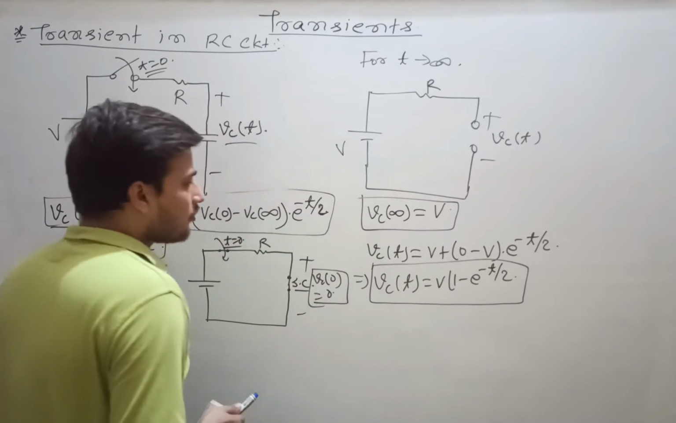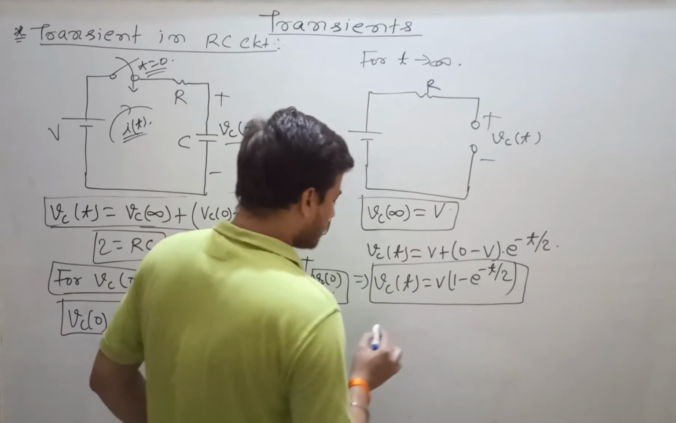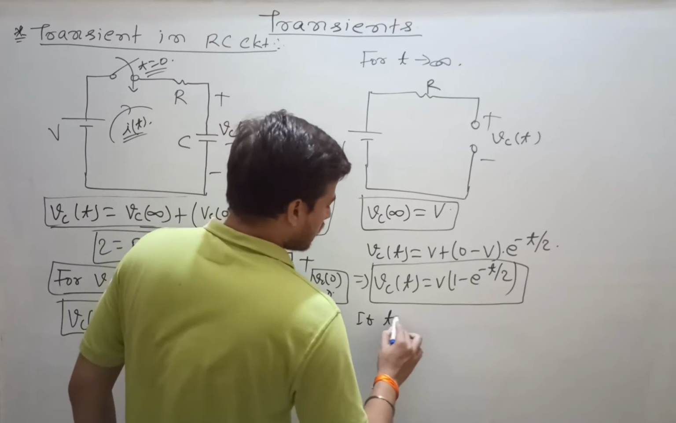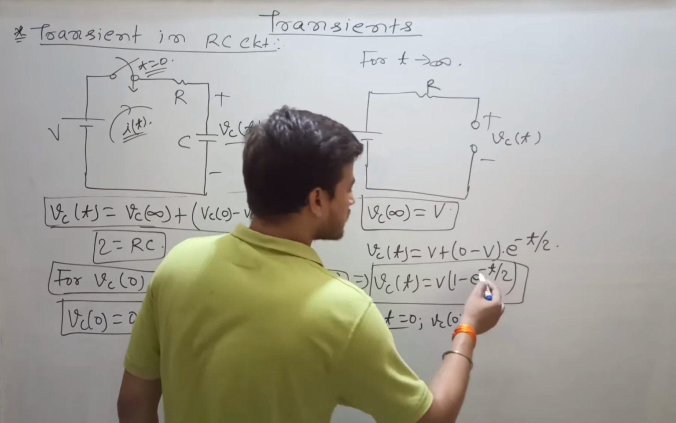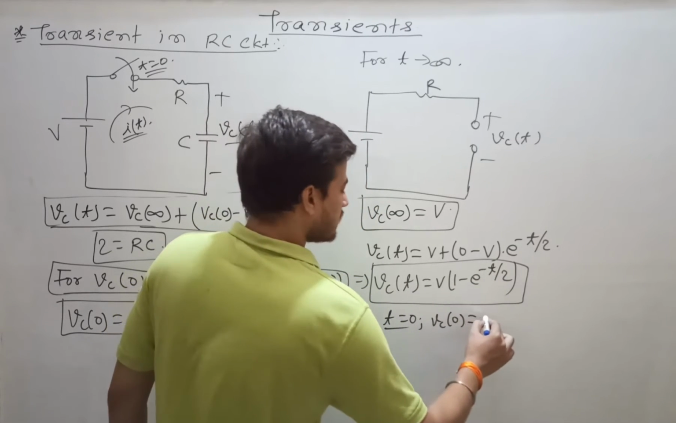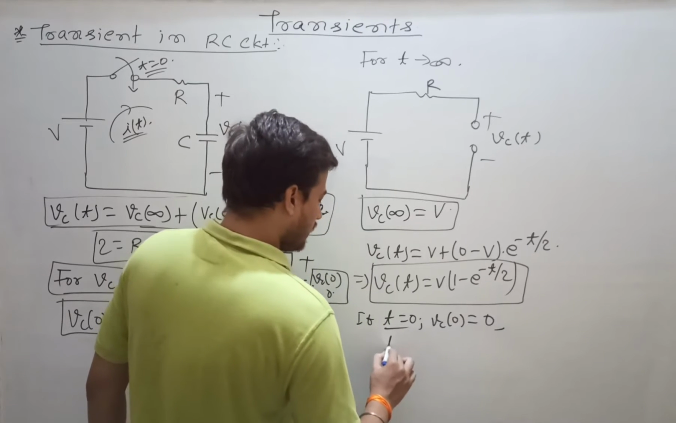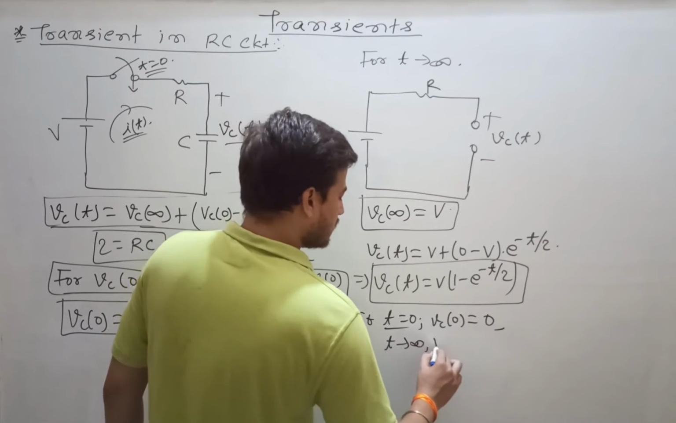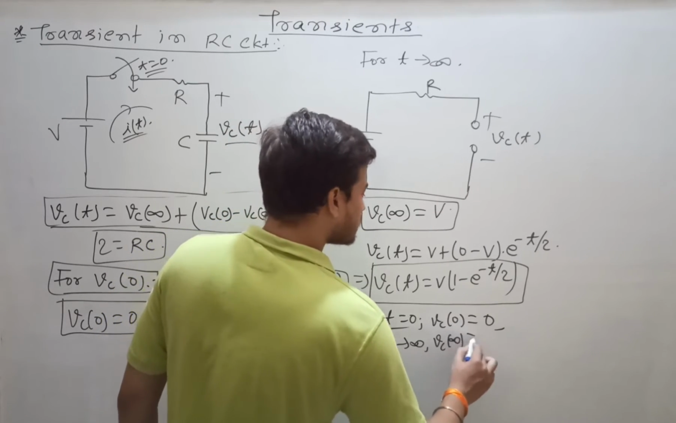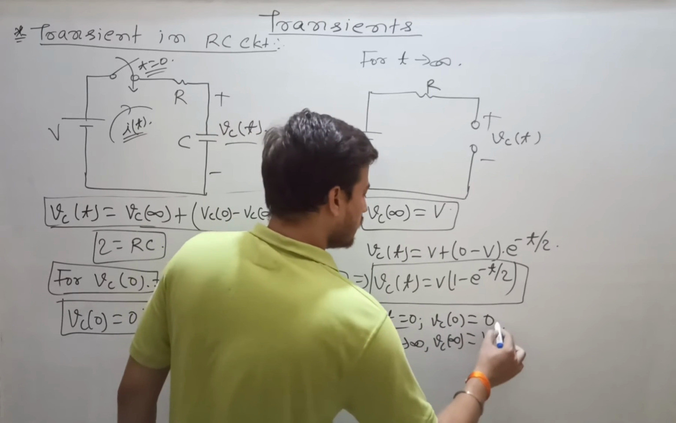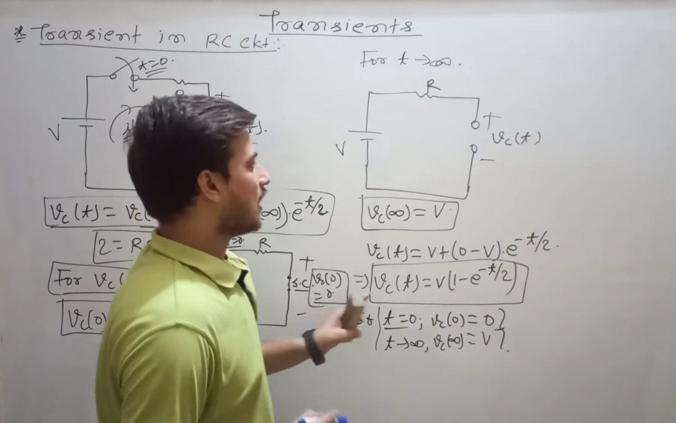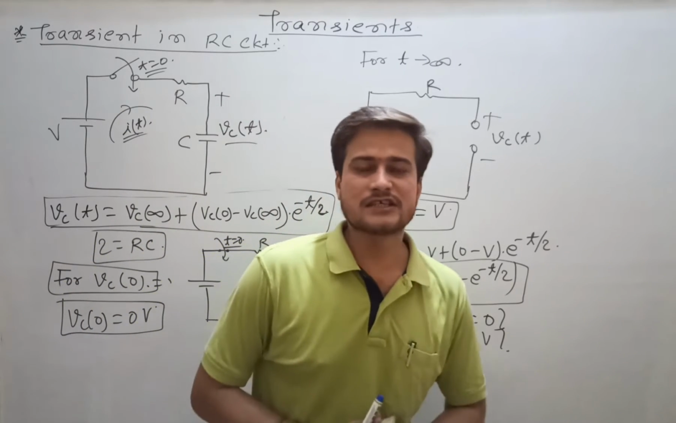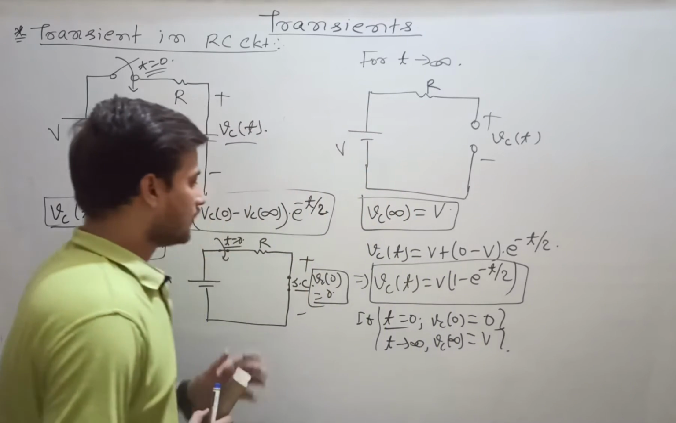Now if you check, when you put t equal to 0, VC0 will be equal to how much? e to the power 0 is 1, that means 0. If t tends to infinity, VC infinity will be equal to V. Clear? So this expression has been verified.